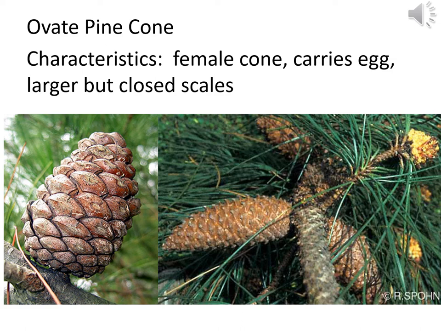and look immature. They tend to hang out on the lower branches of the tree, while the staminate pine cones are on the higher branches of the tree. That way, the pollen, when it falls to the ground, has a good possibility of hitting the ovate pine cone. Eventually, the male pollen can fertilize the female egg. Give it 1 to 3 years, and we'll go on to the next slide and get a mature pine cone.